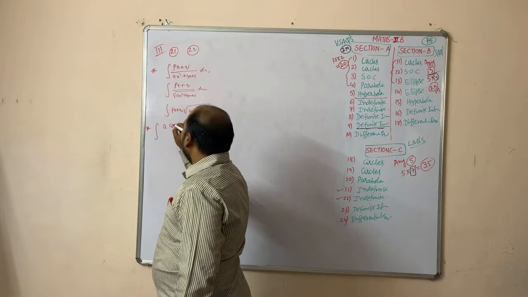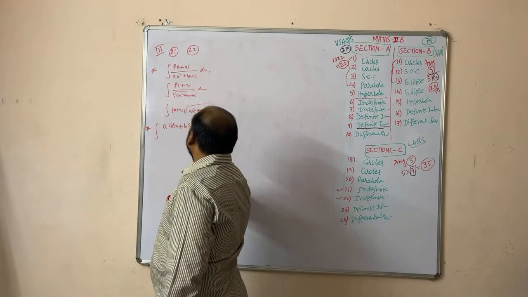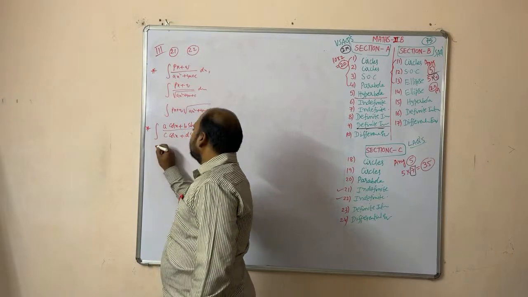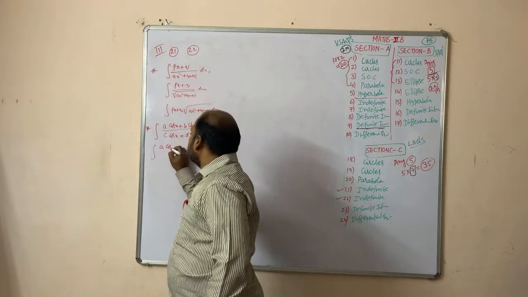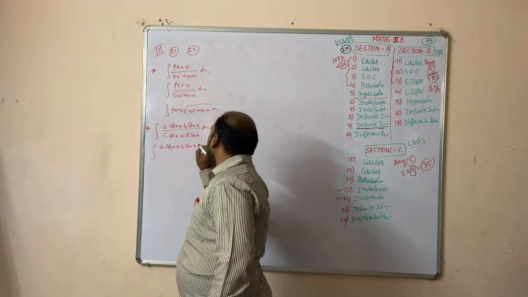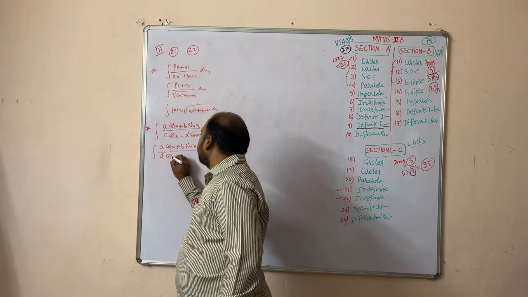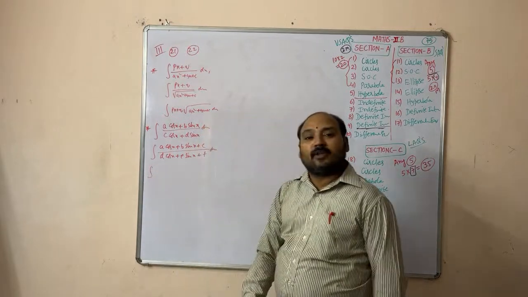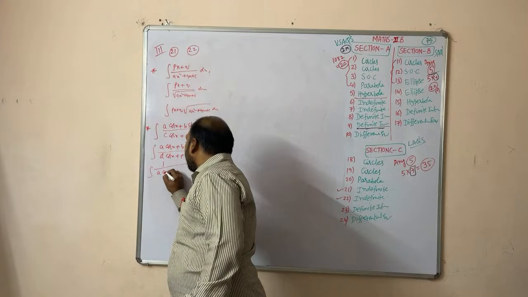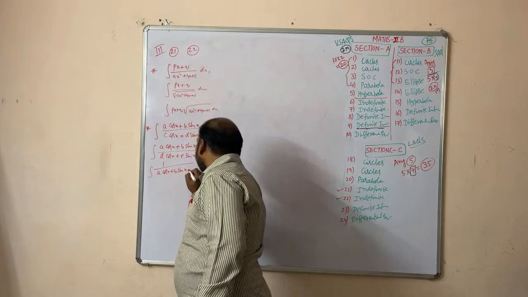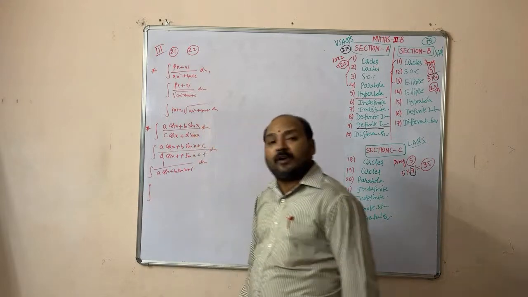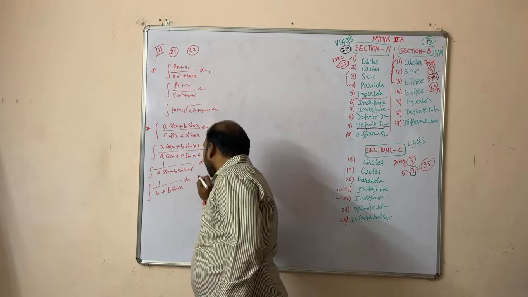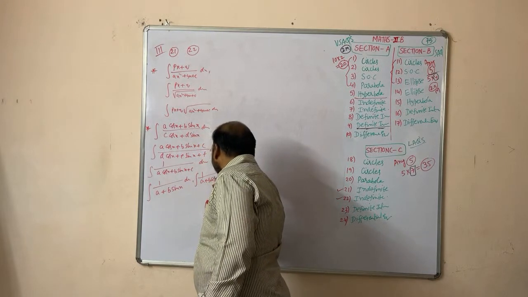integral of (a cos x plus b sin x) divided by (c cos x plus d sin x) dx. Next, (a cos x plus b sin x plus c) by (d cos x plus e sin x plus f) dx. The next one, 1 by (a cos x plus b sin x plus c) dx. Next one, 1 by (a plus b sin x) dx, and 1 by (a plus b cos x).